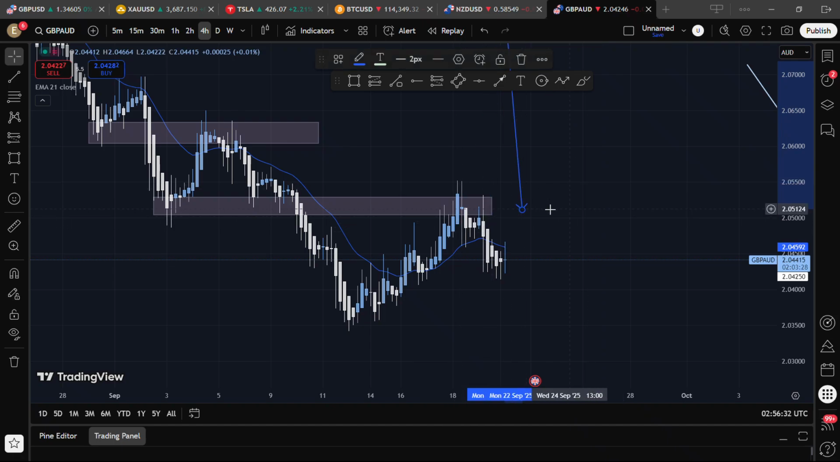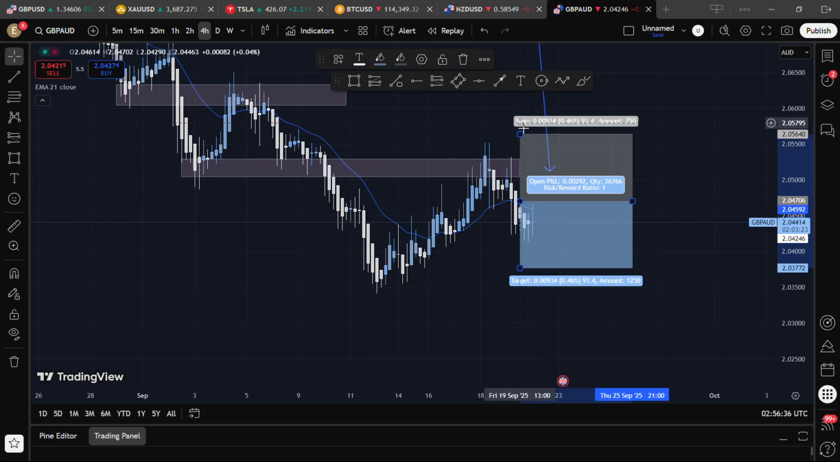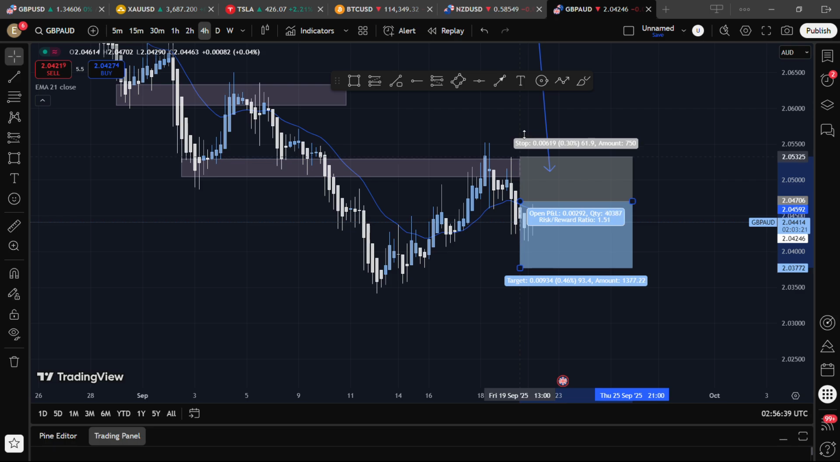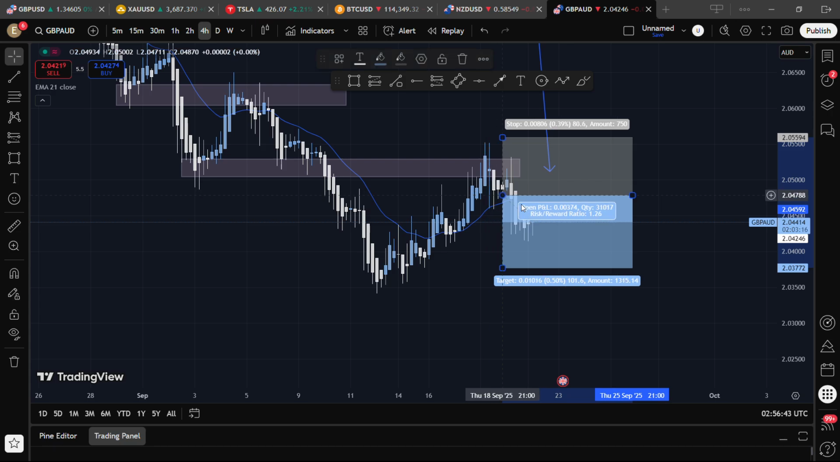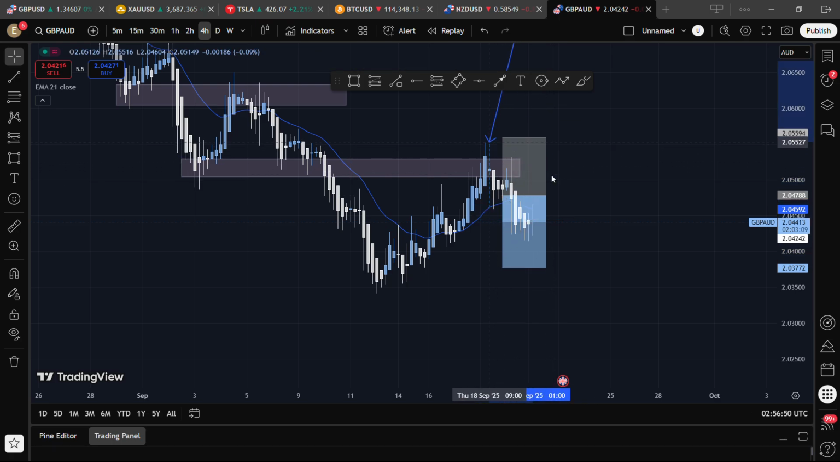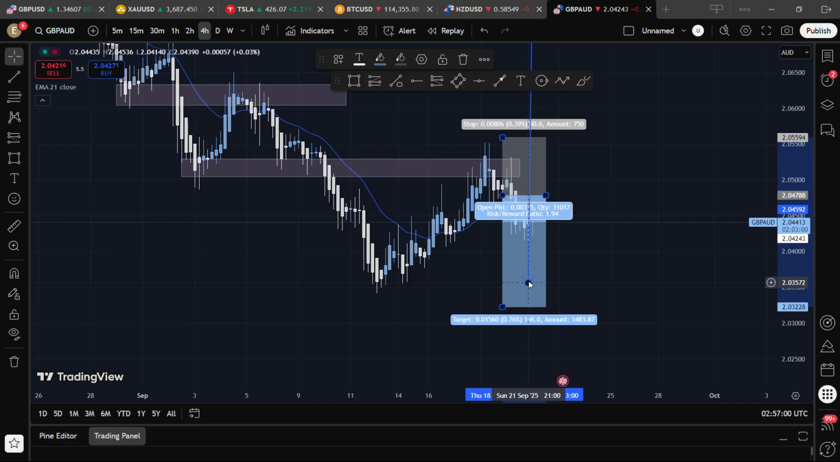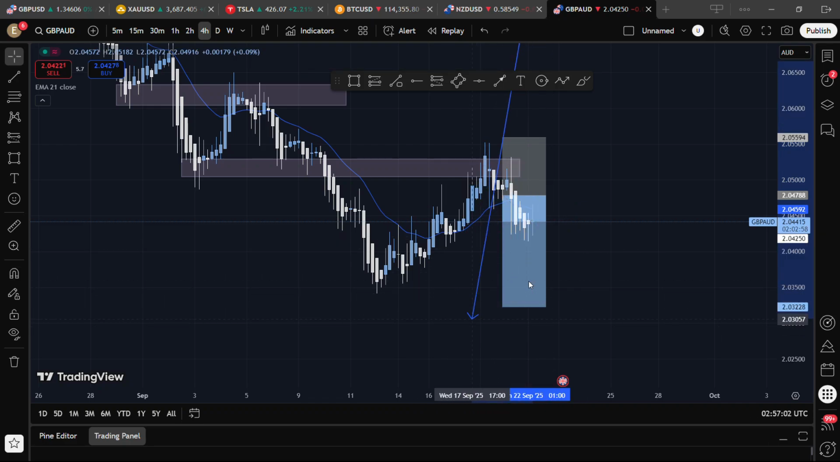So with this, you can go short on the market. I've already taken this trade, and my entry was somewhere here. My stop loss was a few pips above this candle, and my take profit was somewhere here. That's how I analyze these markets.